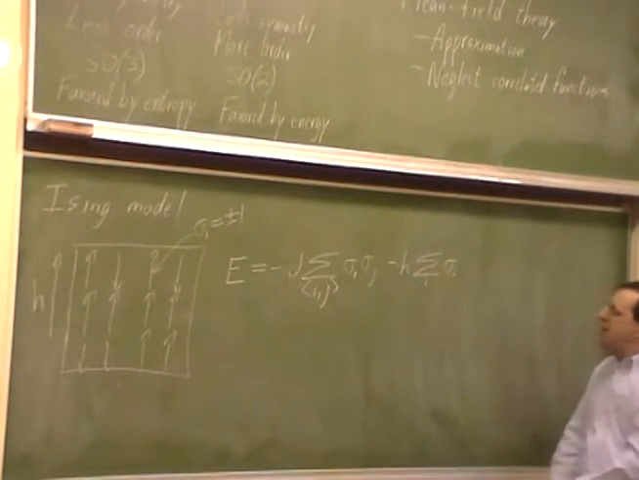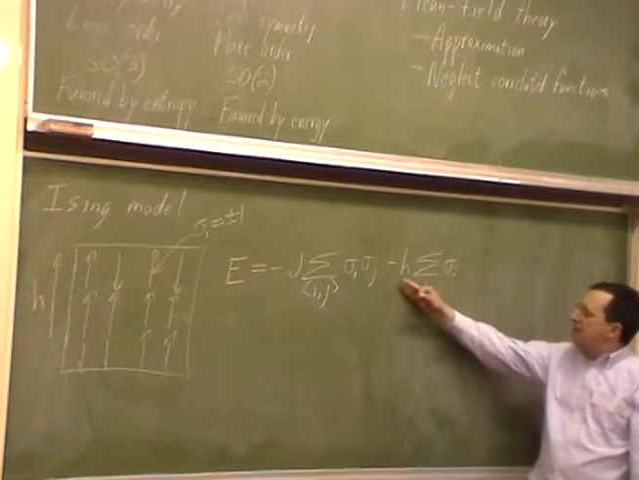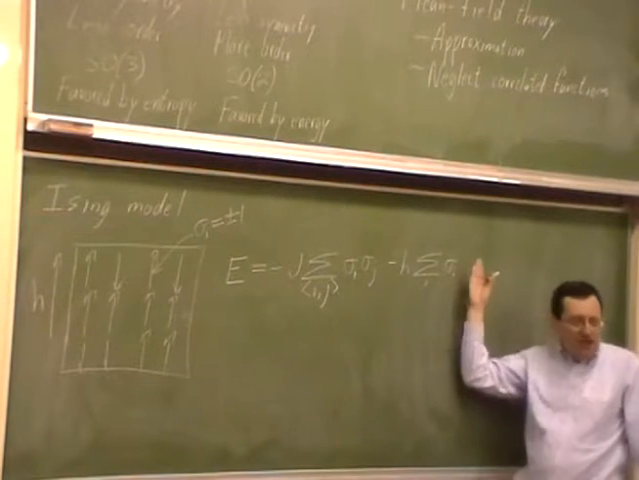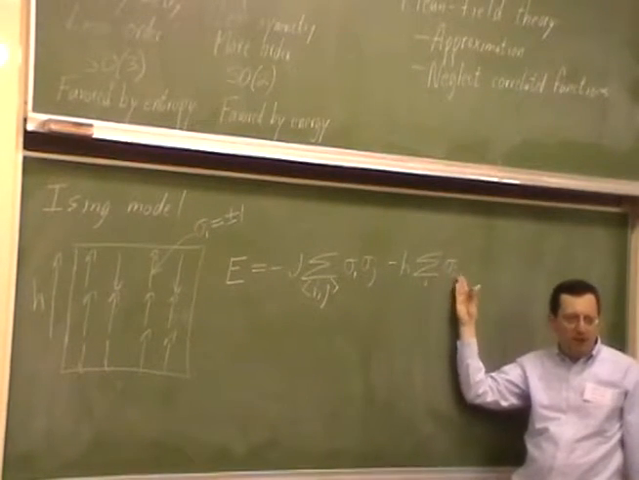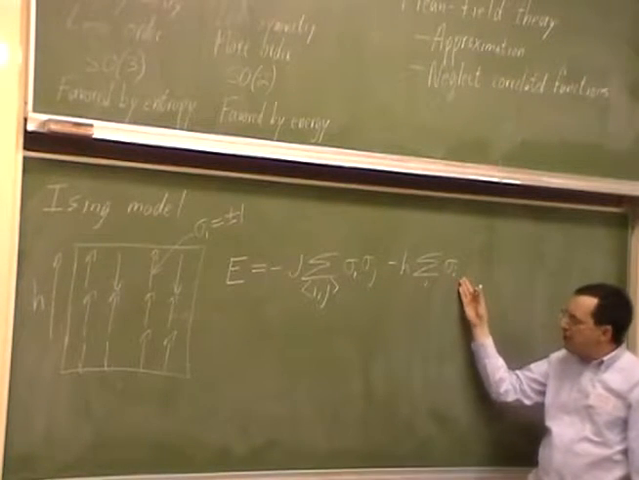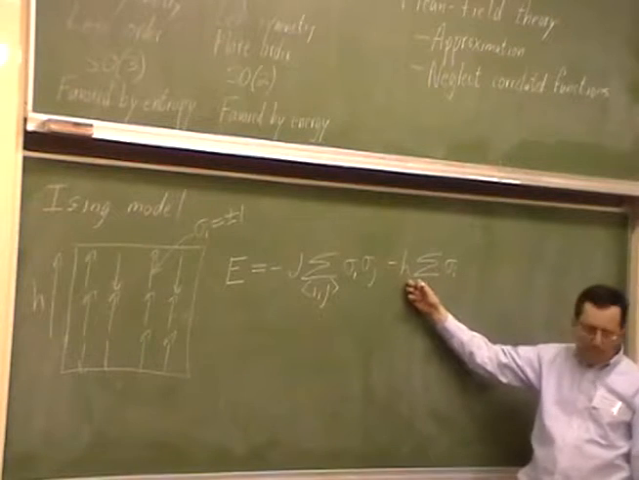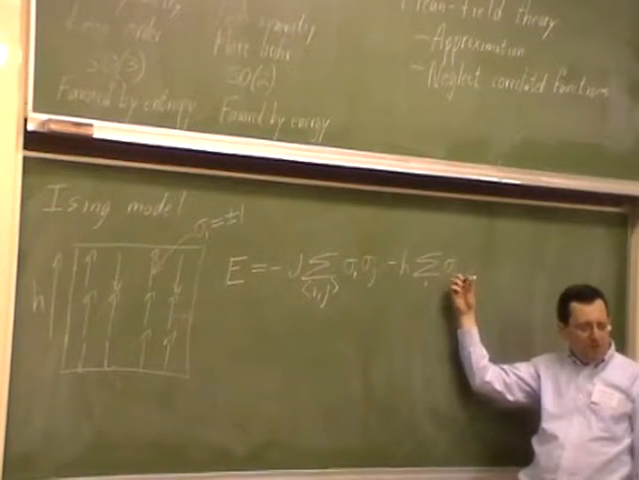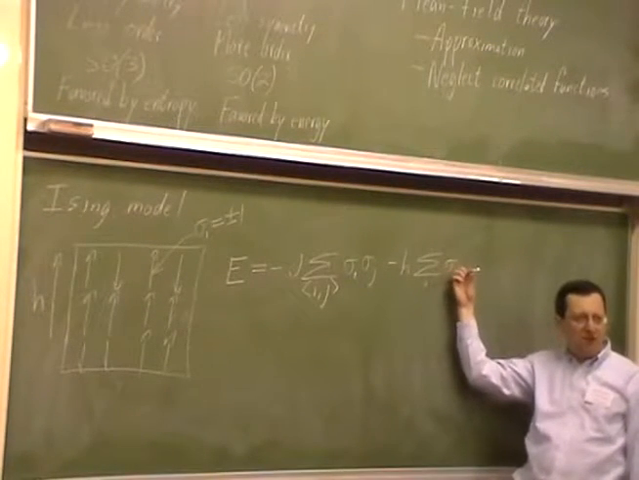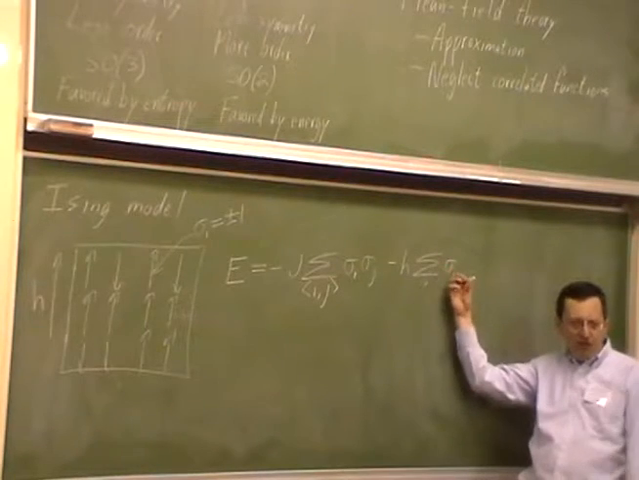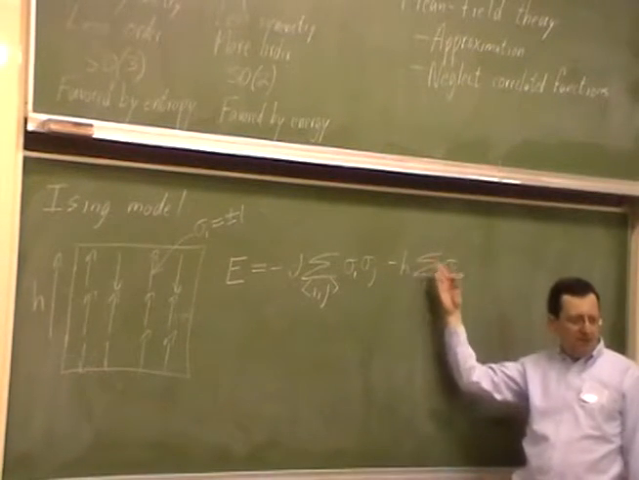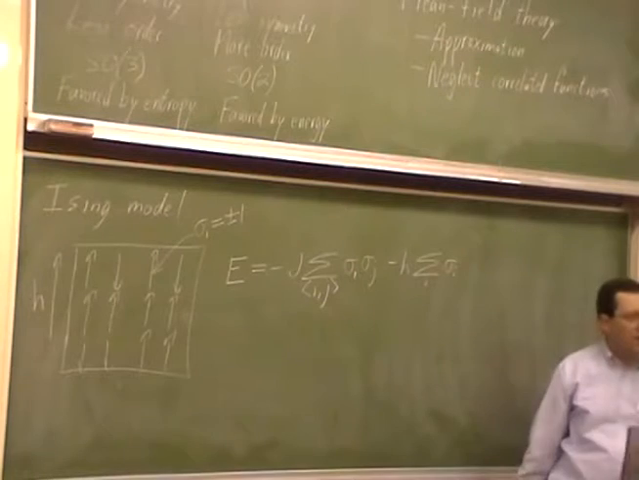Okay, and then we have the way that the spins individually interact with an applied magnetic field. If the field is in the positive direction, it favors spins in the positive direction and disfavors spins in the negative direction. Okay, so far so good?